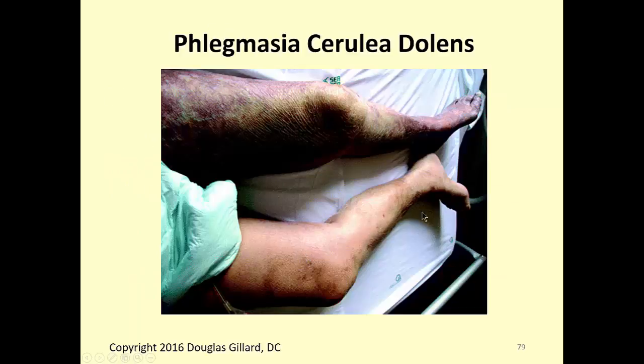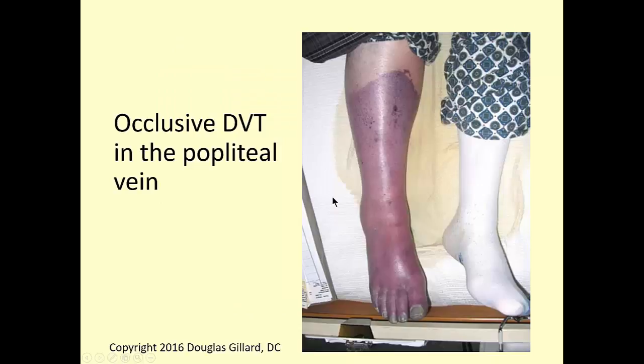Here's caerulea. This is the end phase. This guy came in way too late. He's going to lose that leg for sure. Pretty nasty. Occlusive DVT. This is just a picture here. So this patient had a massive thrombus formation in the popliteal vein, and you can see the effects of that.